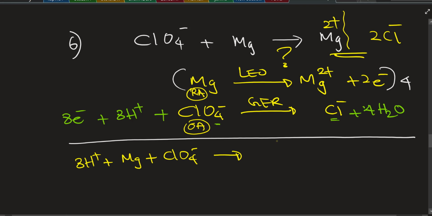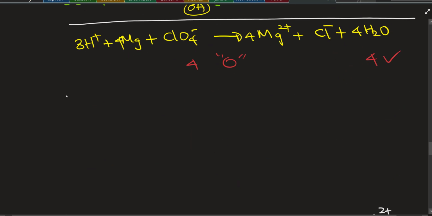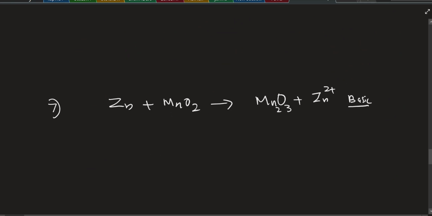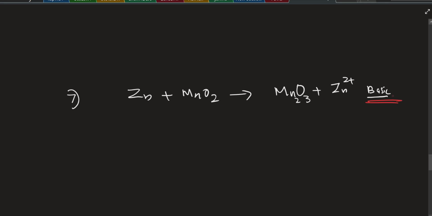So 8 H plus, magnesium, ClO4 minus goes into Mg2 plus, and yeah, actually 4 times Mg2 plus, right? Because there is 4, and Cl minus, and 4 water. Now let's check the oxygens. So here 4 oxygens, and this side 4 water. So that means correct, right? Now, so we are going almost to the end of this one.